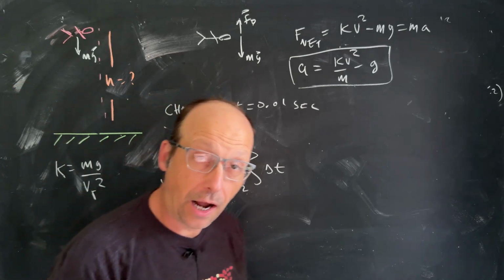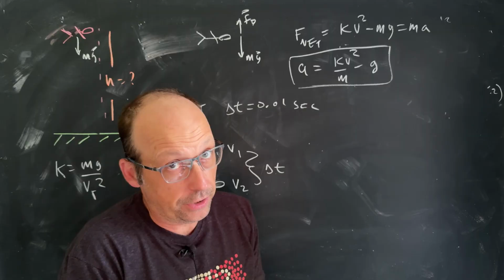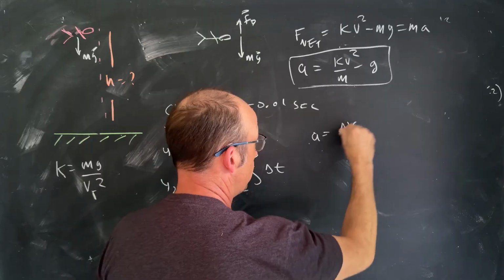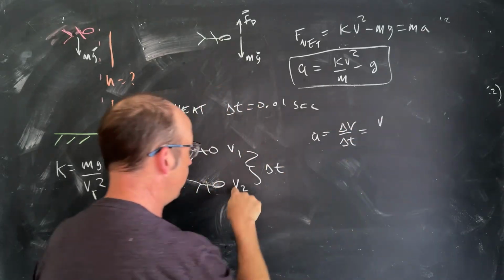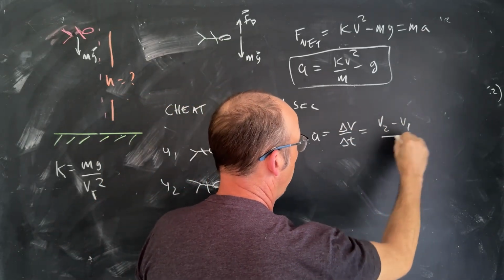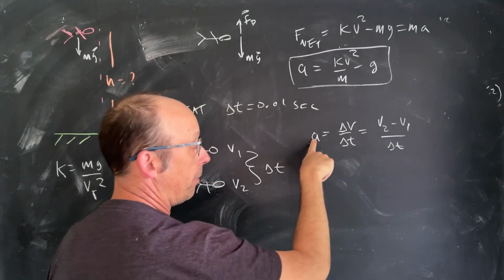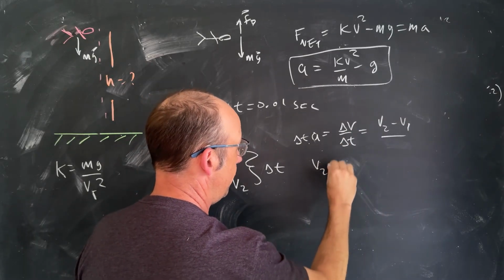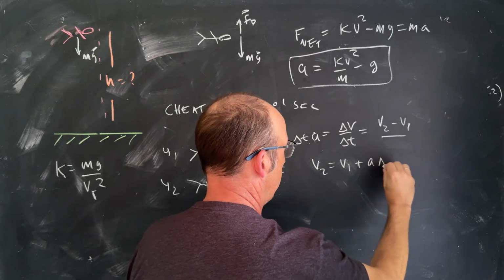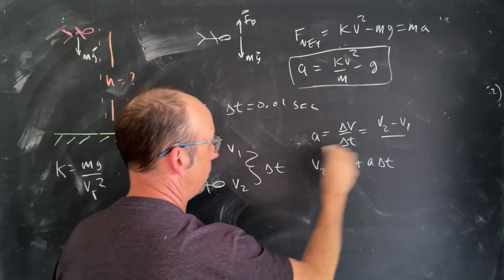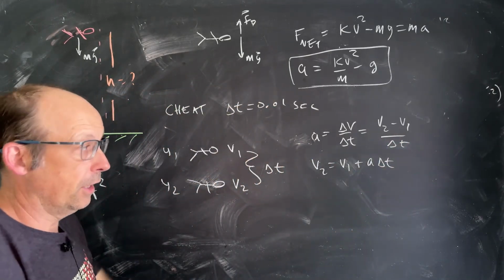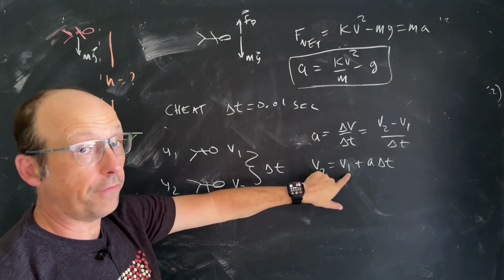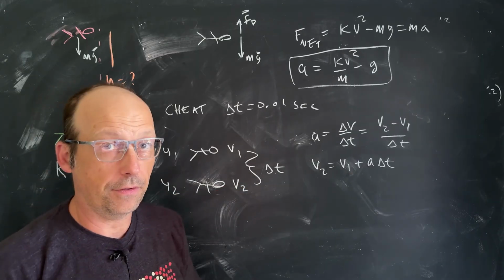And if the acceleration is constant, then I can use the definition of acceleration to find this change in velocity. So remember, we defined acceleration as the change in velocity with respect to time. So using these values right here, that would be v2 minus v1 over delta t. And now I can multiply both sides by delta t, and then add v1 to both sides, and I get v2 equals v1 plus a delta t. So I can take that short time interval, calculate the acceleration, and using my velocity at the beginning of the interval, find the velocity at the end of the interval.